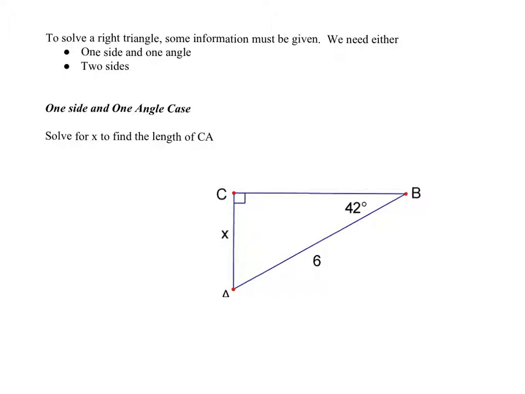We're first going to solve for x to find the length of CA. In our triangle, we're given the angle of 42 degrees and we're given side AB is 6. To solve for x, we have to set up a specific trig ratio. If we label the sides of our right triangle, AB is the hypotenuse, x is the opposite side, and BC is the adjacent side.